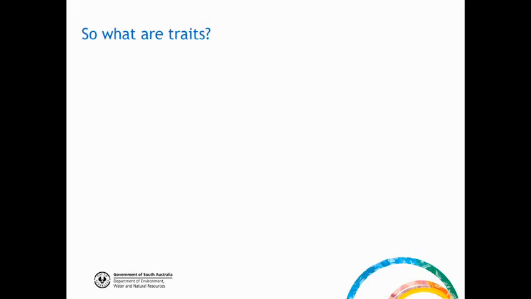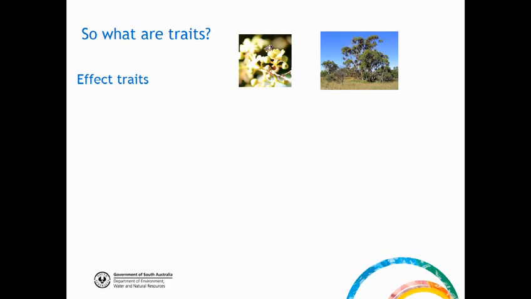So what are traits? As I've said, they're characteristics of species, and some of them we've just heard in the previous talk about pollination and those types of things. Traits have also been divided into two particular types, and I think that's rather helpful. Effect traits are, as you say, your pollination or your shading ability of your particular taxa, or also things like nitrogen fixing. So they're things that are actually within the community and how the organisms affect each other.